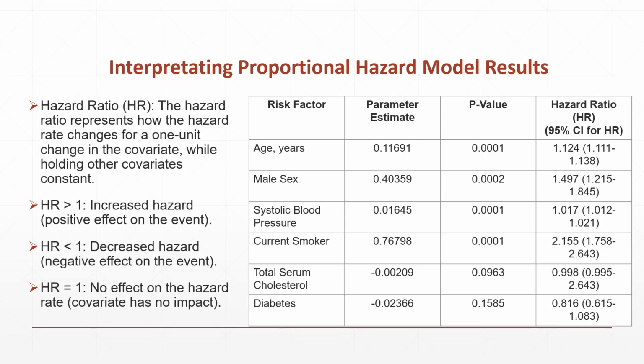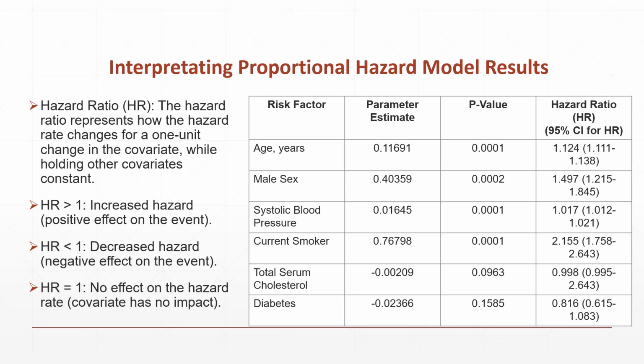Now let's talk about how we interpret the results of the proportional hazard model. So the main parameter of interest in this model is the hazard ratio, or HR. The hazard ratio represents how the hazard rate changes for a 1 unit change in the covariate while keeping the other covariates constant. If the hazard ratio is greater than 1, it indicates an increased hazard. This means that the covariate has a positive effect on the event, making it more likely to happen.